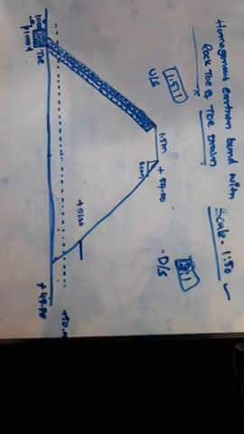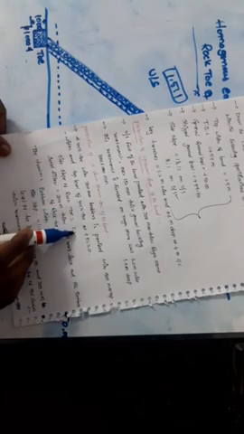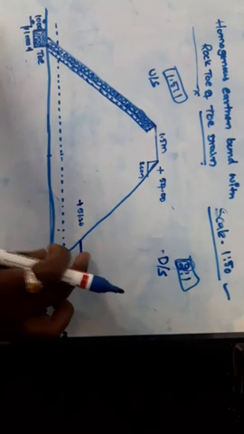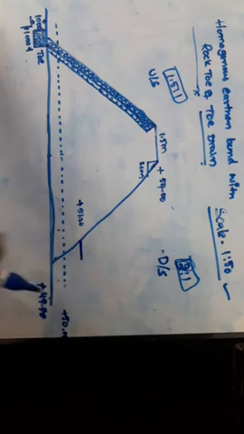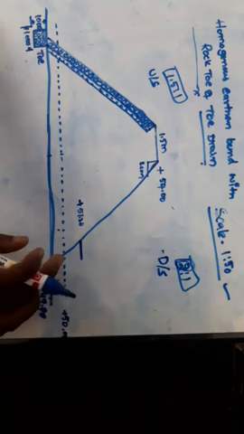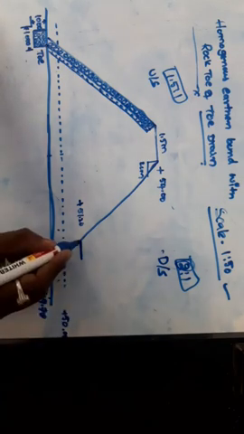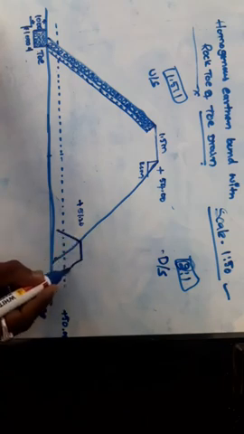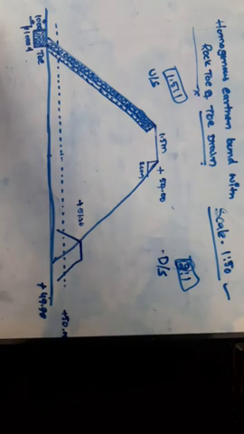Next, see here the side slope of the rock toe. The side slope of the rock toe is 1 is to 1. From stripped ground level to the top level of the rock toe is 1.5 meters. Based on this value, we have to draw the side slope of the rock toe on the downstream side, 1 is to 1 side slope. This is the trapezoidal shape of the rock toe.